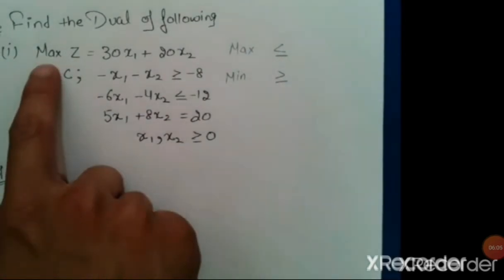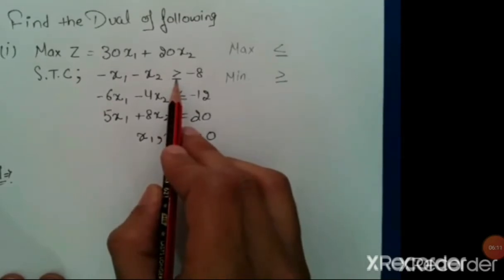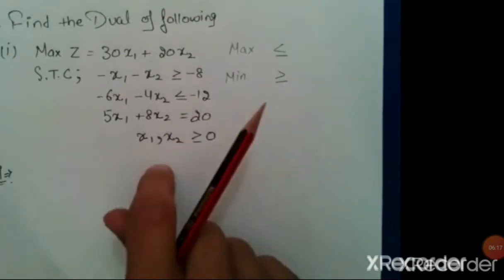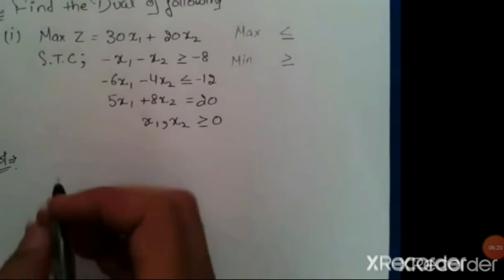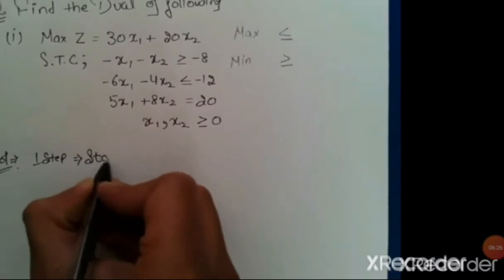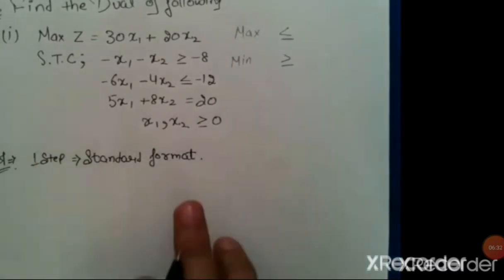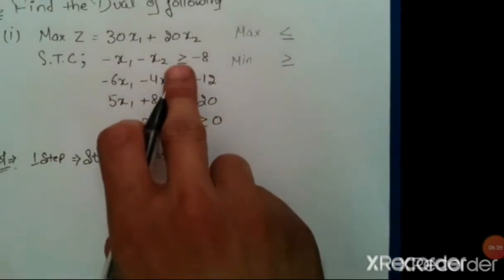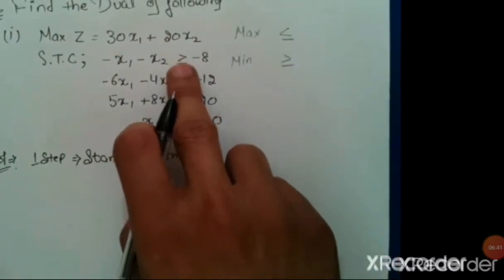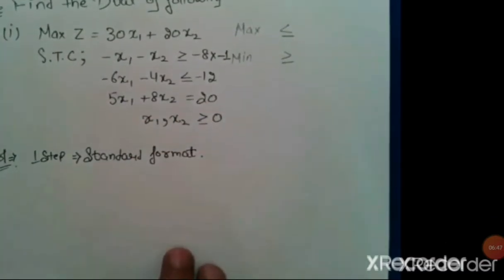But if you see the constraints, all constraints do not have the same sign. The first is greater than or equal to, the second is less than or equal to, and the third is equal to. So let us first write the equation into standard form. The first step is standard form. So how to change its sign? You can multiply by -1. You multiply the first constraint by -1.